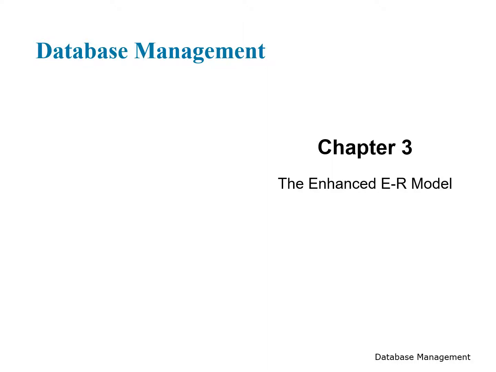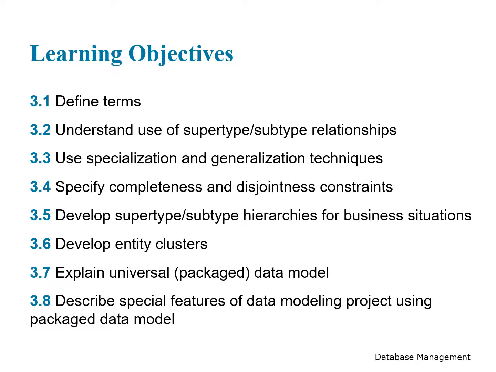Hi, this is chapter 3, the enhanced entity relationship model. In this chapter, we're going to study several terminology. Also, we're going to study supertype, subtype relationship. And then we will study specialization and generalization technique. Also, we're going to study completeness and jointness constraint. And also, we're going to study supertype, subtype hierarchy for business situation.